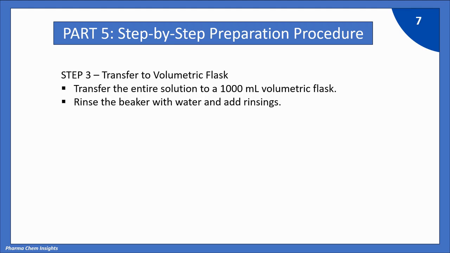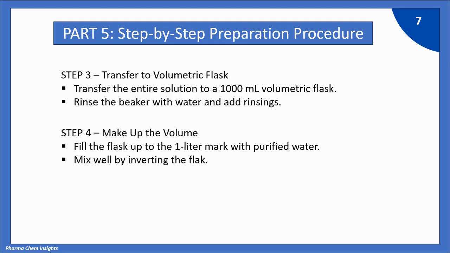Step 3 is to transfer to volumetric flask. Transfer the entire solution to a 1000 ml volumetric flask. Rinse the beaker with water and add rinsing to the same 1000 ml volumetric flask. Step 4 is to make up the volume. Fill the flask up to the 1 liter mark with purified water. Mix well by inverting the flask.